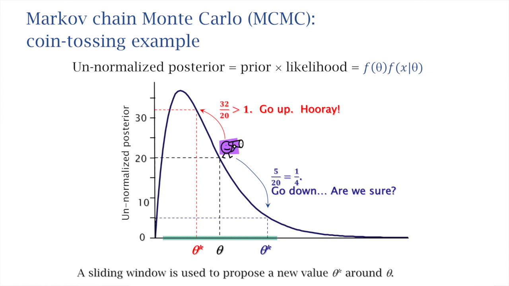Every time you propose a new value around your current value, and you decide whether you reject or accept. If you accept, you move to the new place, and then you repeat the algorithm. If you reject, you stay where you are, and you propose again.